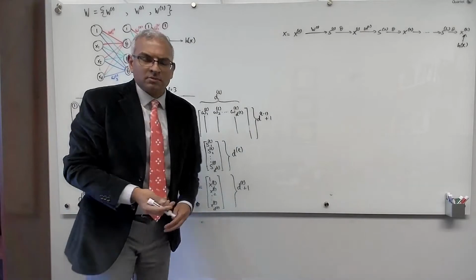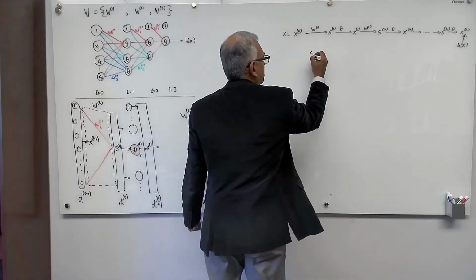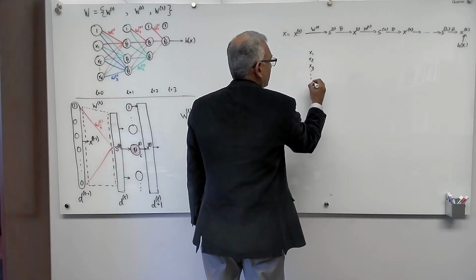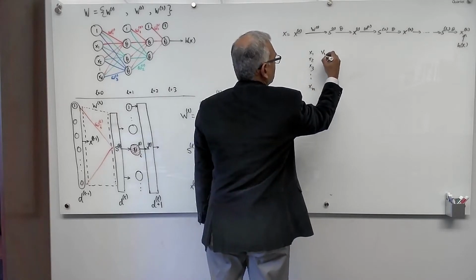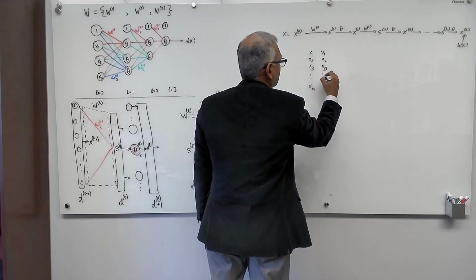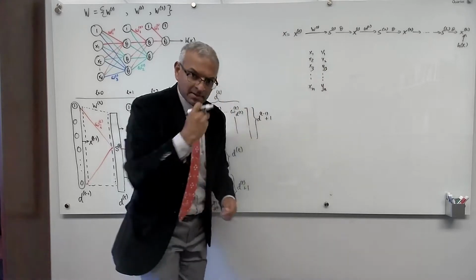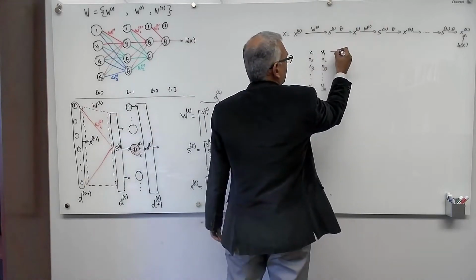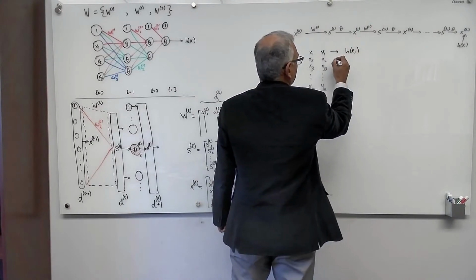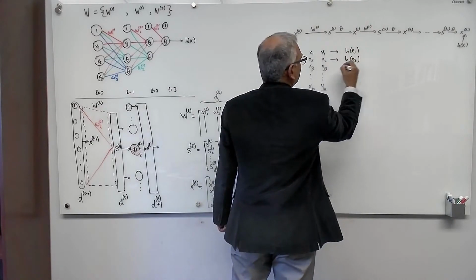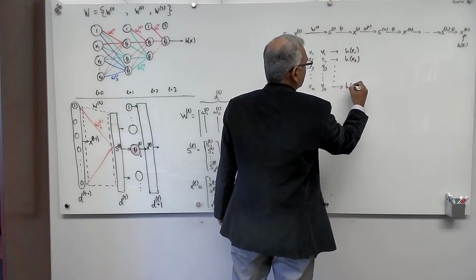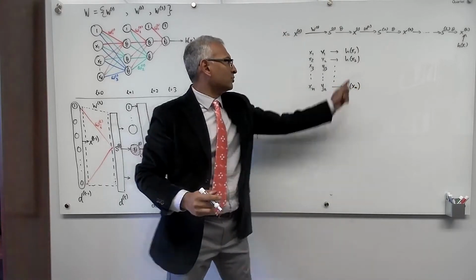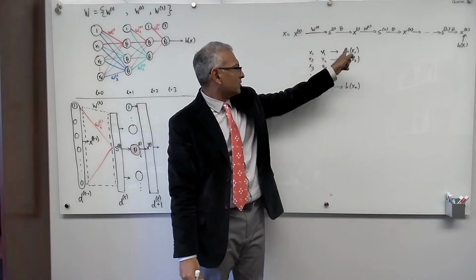Okay, so now when you have your data, you have x1, x2, x3 up to xn, and y1, y2, y3 up to yn. You can send each data point through your neural network, and you can get h of x1, h of x2, dot dot dot, h of xn. And now you've computed the output of your neural network for each input.